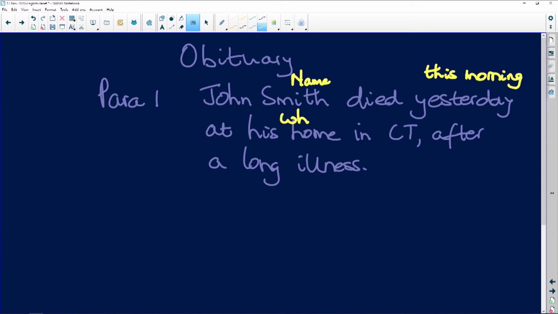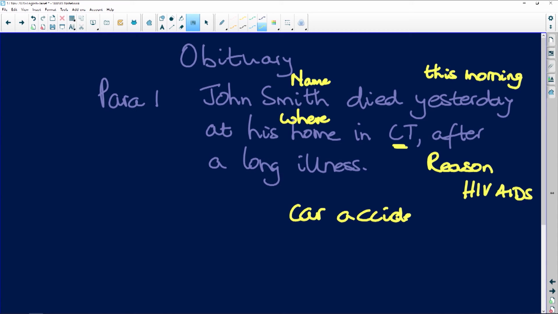Then you put where, so the hospital and the city, and then you put a reason. Now, if you feel that that reason could be tactless, so let's say you don't want to say as a complication of HIV/AIDS, then just put after a long illness from cancer. You could say died at the hospital, whichever hospital it is, as a result of a car accident. But be very careful. What I have found is that students then start describing the car accident.